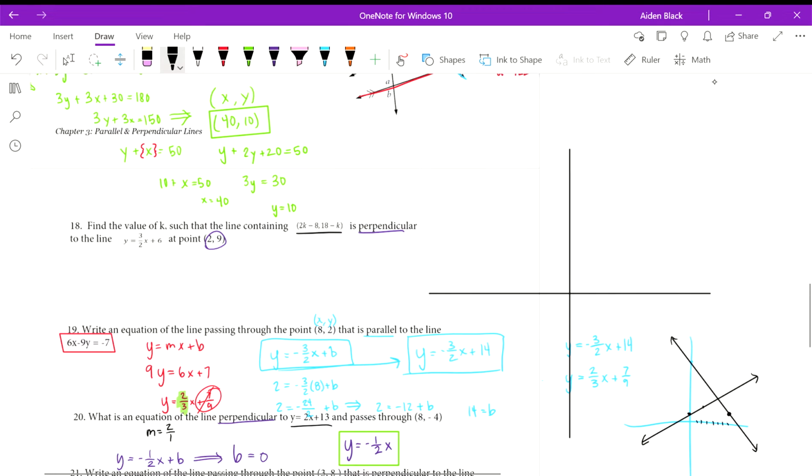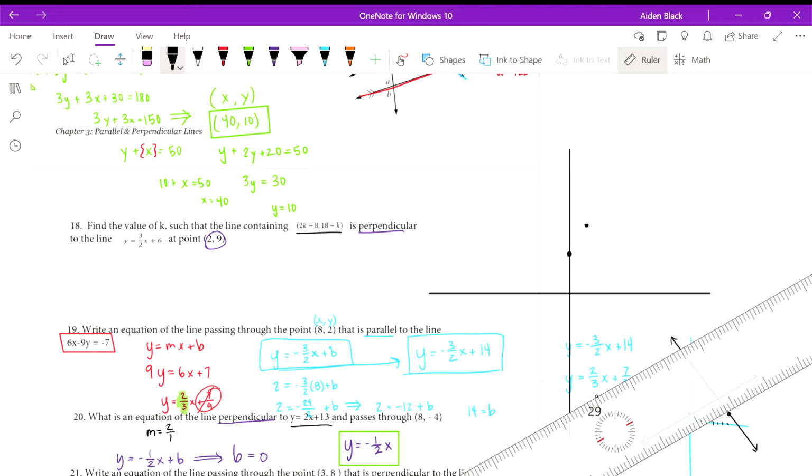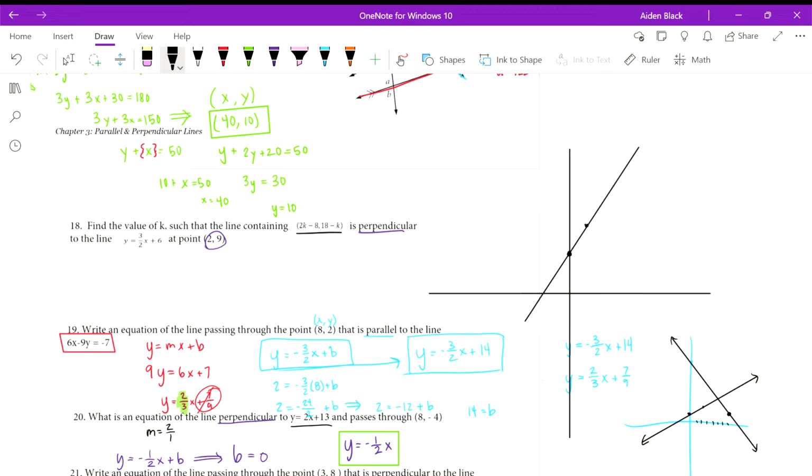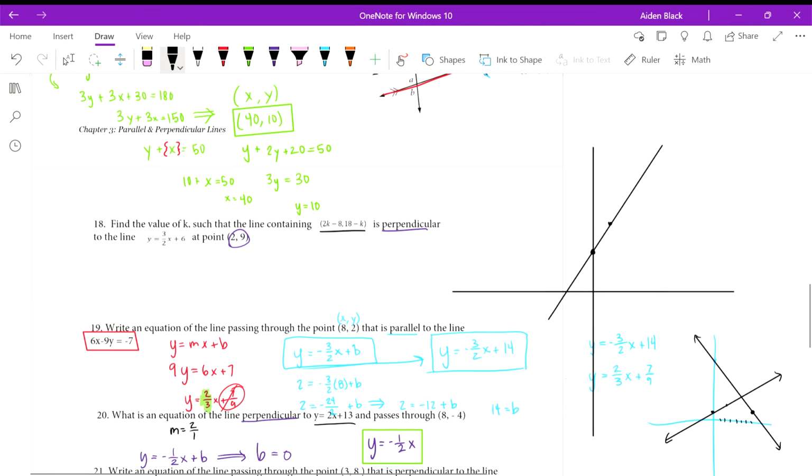And so the line that we're given just looks kind of like this. 3/2. Okay, and it looks like (2, 9) is at this point, is on this line, and we need a line that's perpendicular to it. So (2, 9). Actually, that would be right here. Okay, so this is (2, 9).